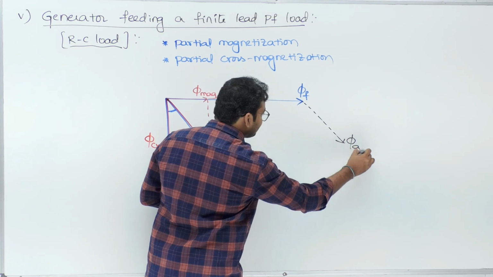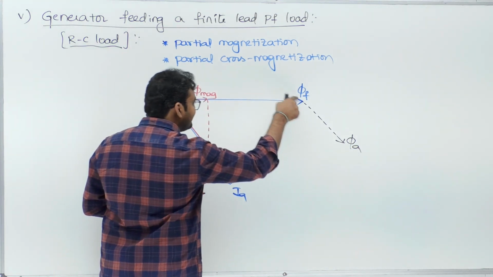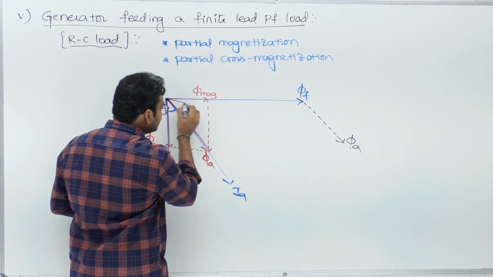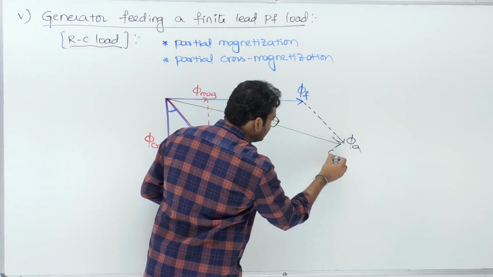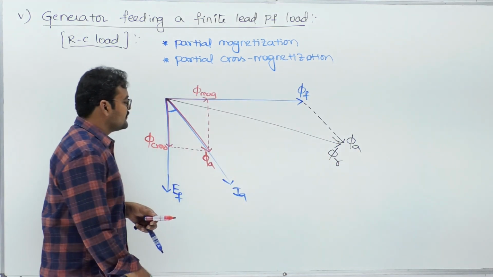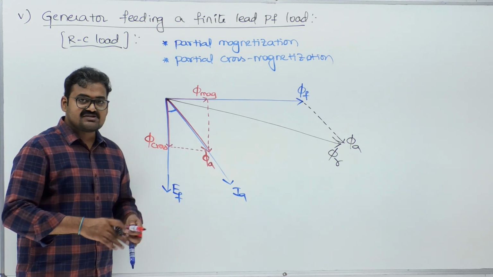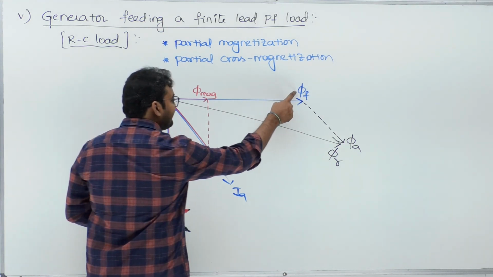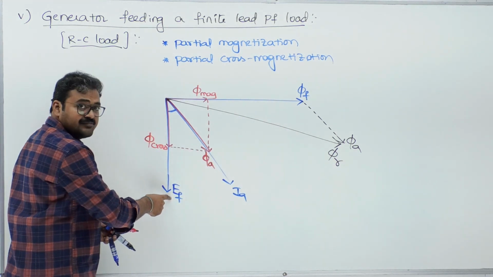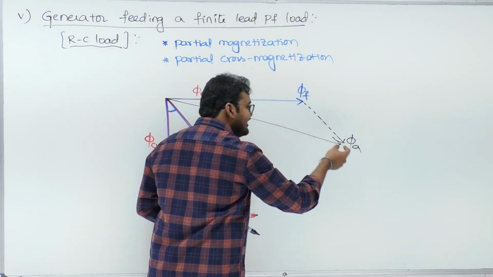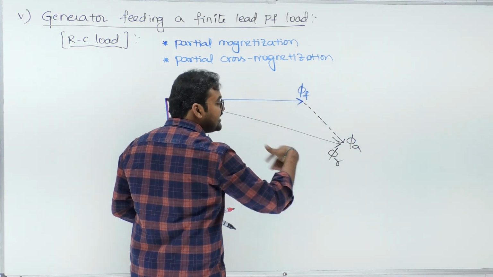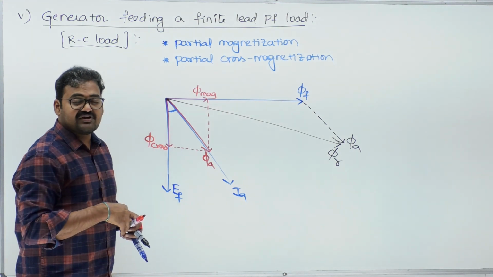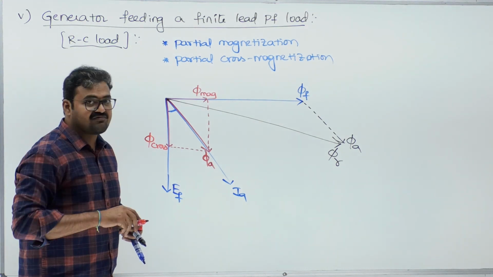This is armature flux. Now, what is the sum of main field flux and armature flux together? This is going to be the resultant flux. Now, draw the EMF phasors also corresponding to that. This phi F induces EF. This phi A will induce EAR. That is nothing but induced EMF in armature winding due to armature flux.